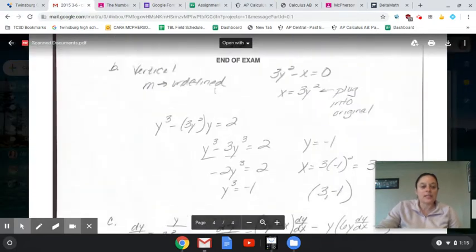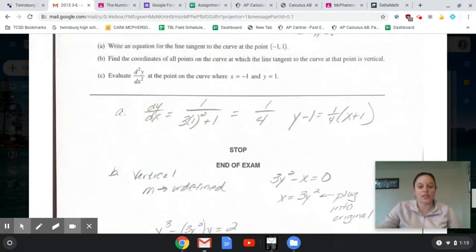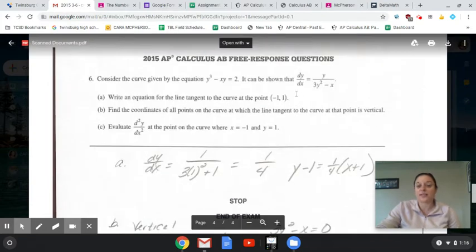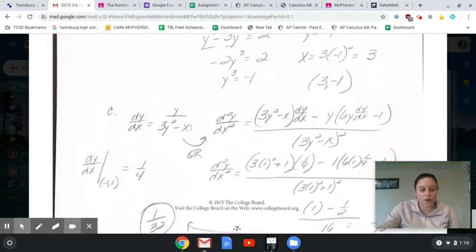And then part C wanted you to find the second derivative, which we've actually done in some of these FRQs lately. That's going to be an implicit second derivative, and then use that second derivative to figure out a value at negative 1, 1 for that second derivative. So I want to derive this. That's going to be a quotient rule. So that's the first thing I wrote down, I think. Yeah.